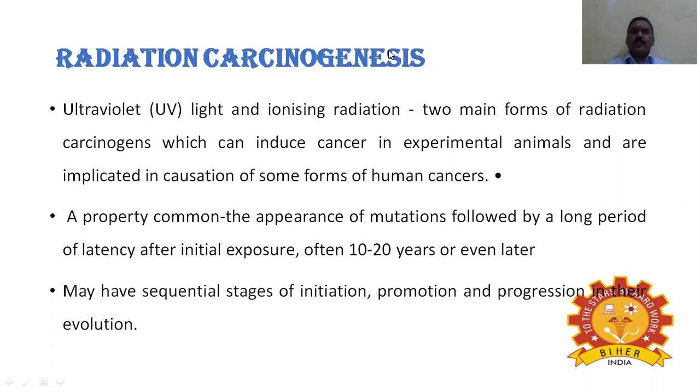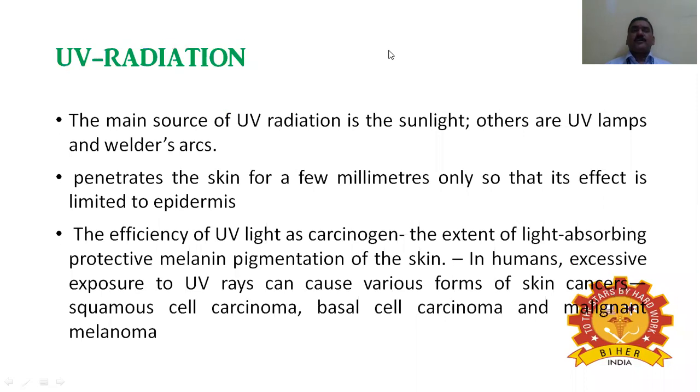A progeny, a common appearance of a mutation followed by a long period of latency after the initial exposure. It mostly tends to be 20 years or sometimes even more than 20 years. So there may be a sequential stage of initiation, promotion and progression in the evolution. Correct? Next one, coming to the UV radiation, ultraviolet radiation.